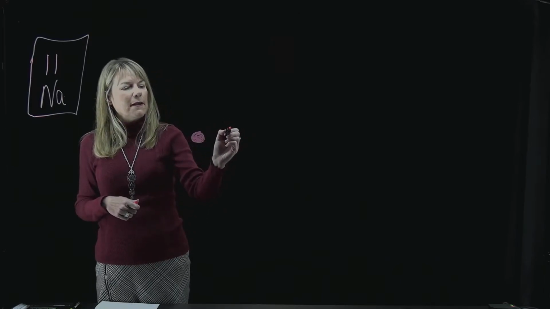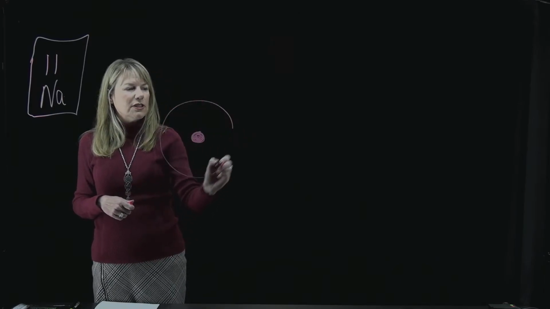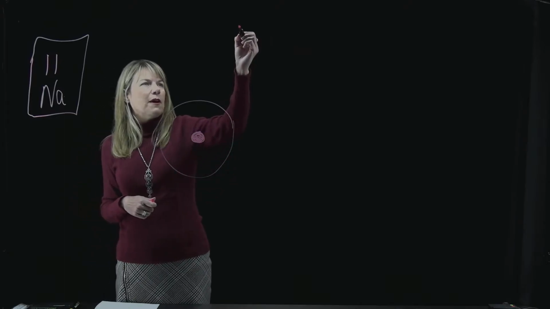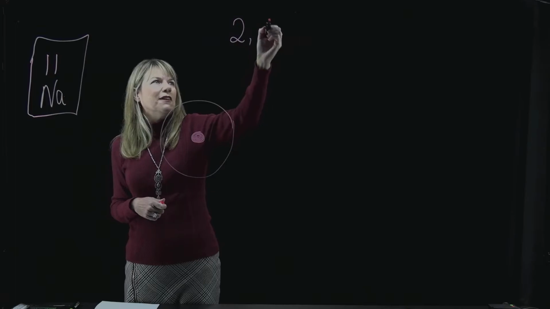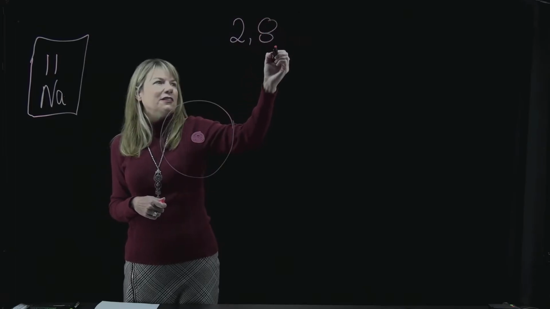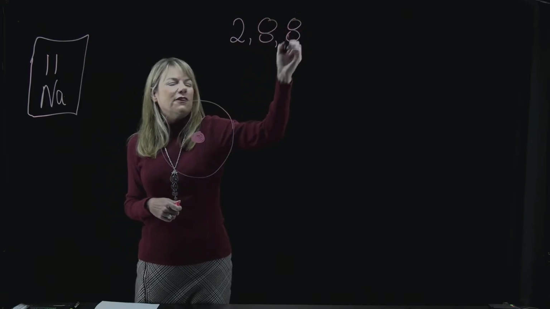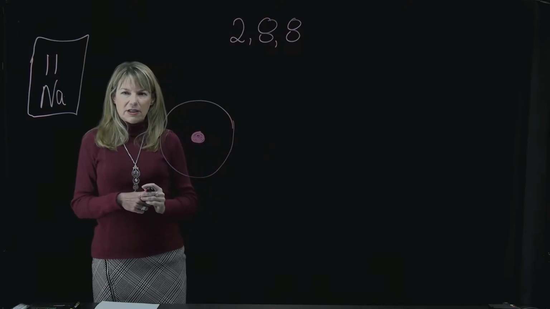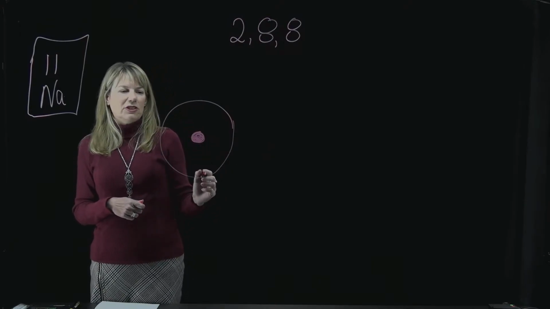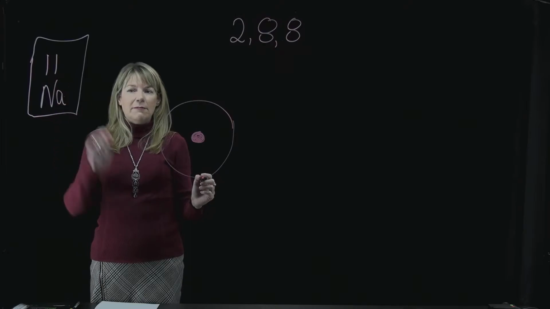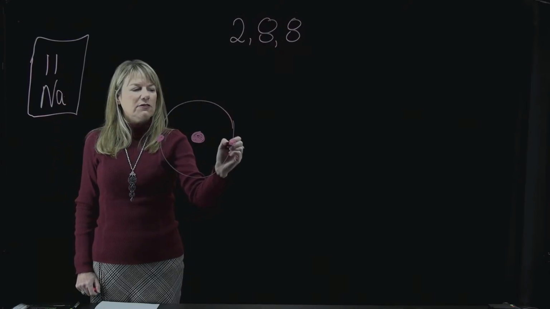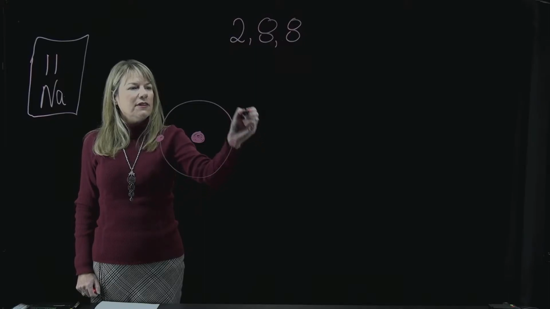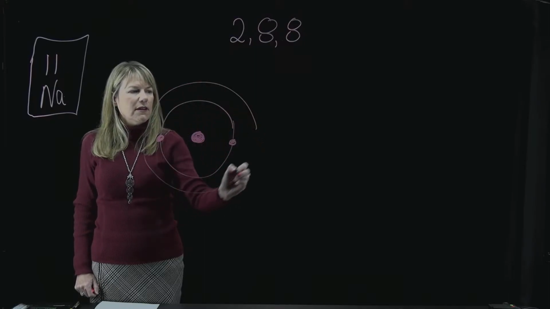Here is my first energy level. And let's remind ourselves, our rules are 2 in the first energy level, 8 in the second energy level, and 8 electrons can go in the third energy level. So here's my first energy level. I have an atomic number of 11. So 1, 2. Now I'm going to go out to the next energy level.